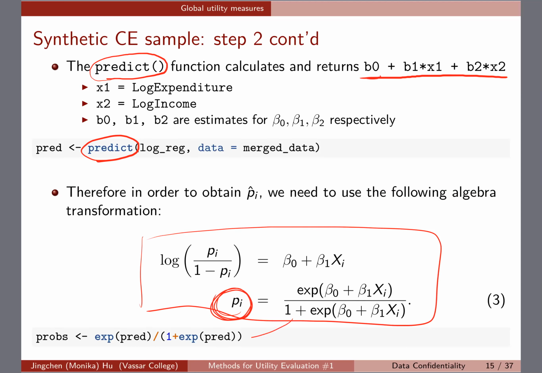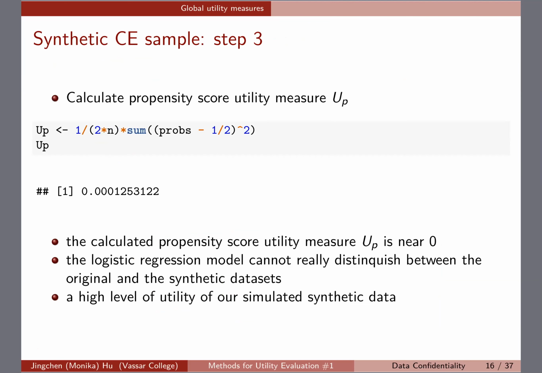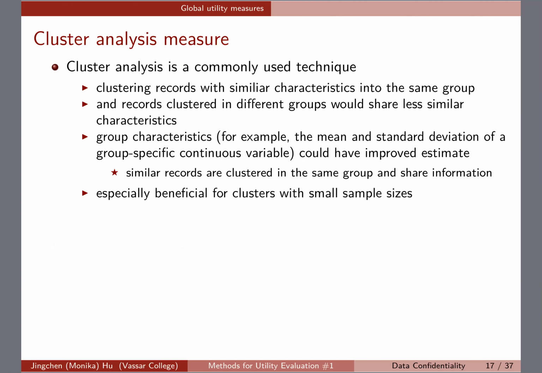So this exp(pred) over 1 plus exp(pred) is exactly doing what's on the right-hand side, and that's what we're trying to return. We get the props, and the props is what we use to evaluate U_p. In this case U_p is really small, near 0. The logistic regression model cannot really distinguish between the two data sets, indicating a high level of utility. All right, so that's the first one that we covered last time.